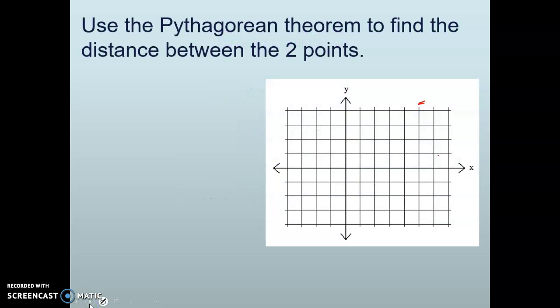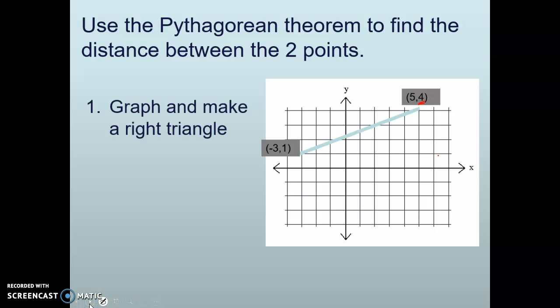We can also use the Pythagorean theorem to find the distance between any 2 points. And this is some of the usefulness of the Pythagorean theorem, because you can make a right triangle out of a lot of different things, out of a lot of different points. And so we can use it to help us find the distance between 2 points. Let's say we want to find the distance between these 2 points in the Cartesian plane. We have 5, 4, which means we've gone to the right 5 and up 4 right here, and negative 3, 1, which means we've gone to the left 3 and up 1. And we want to find the distance between those points.